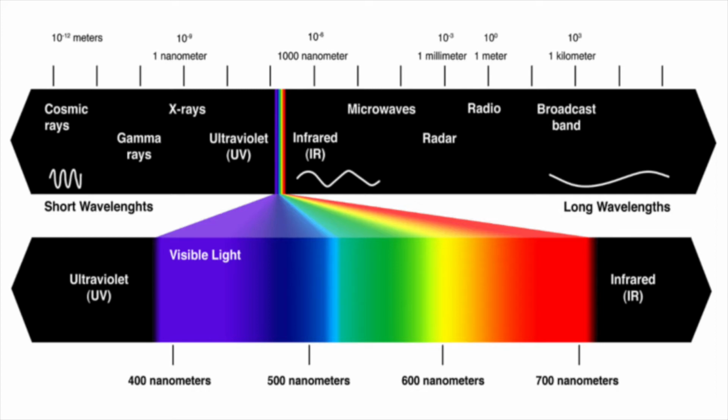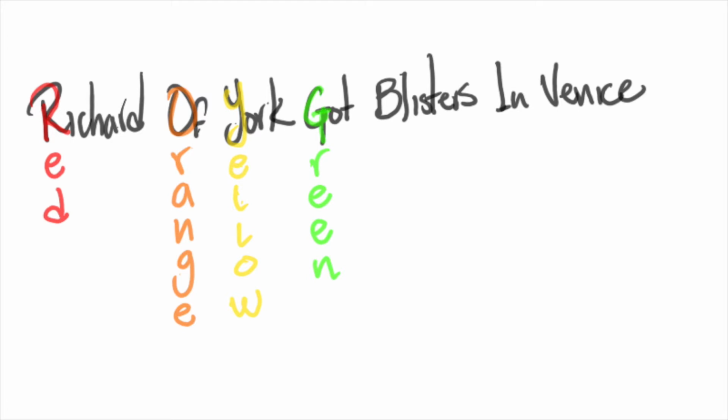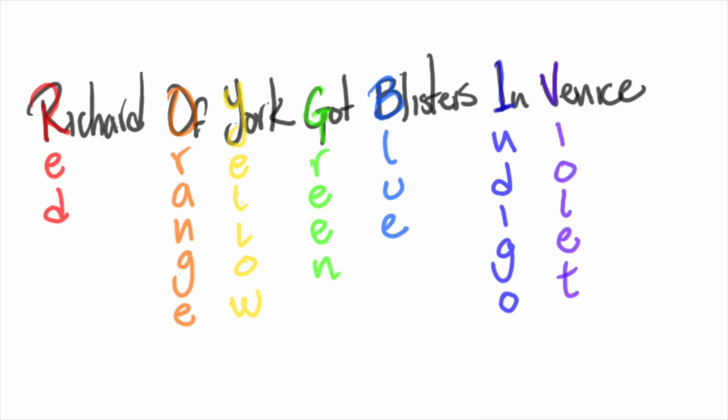Isaac Newton said, "Richard of York got blisters on Venice," to remember the order of the now called spectral colors: red, orange, yellow, green, blue, indigo, and violet. Indigo was deprecated because most people cannot distinguish it from blue or violet. If the light contains an equal mixture of all wavelengths, then the light will look white.